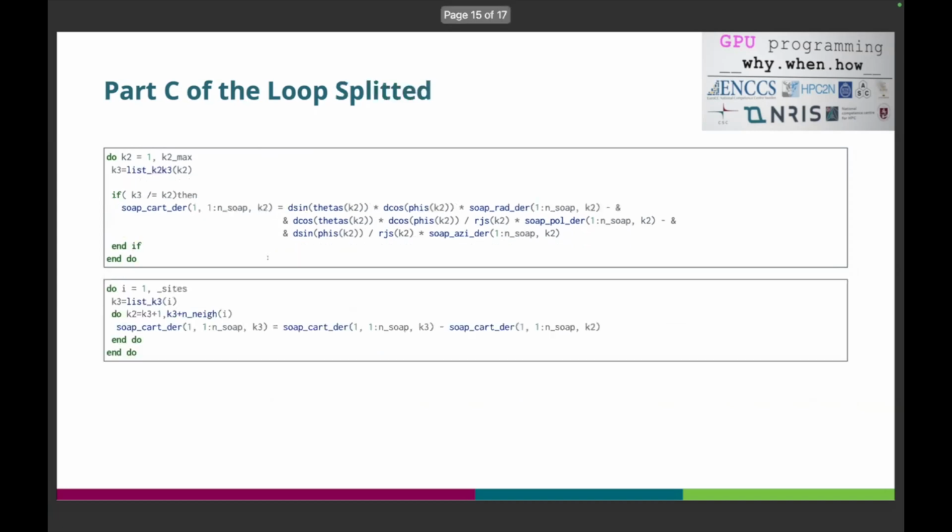So here, our solution was to first just do the first part. Now we obtain all the values for this K2. If we write it like this, then we can again do the parallelization. It's almost trivial parallelization, but then the second part, which involves this K3 variable, we have another loop which goes only from 1 to n sites.